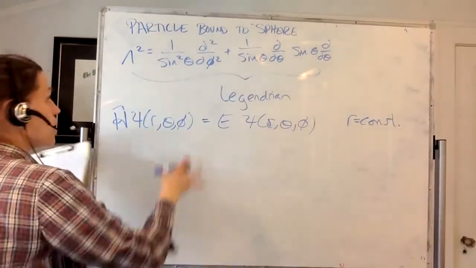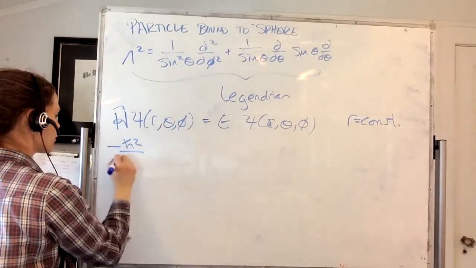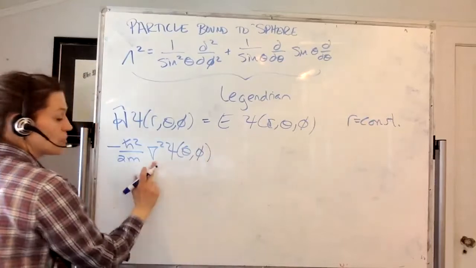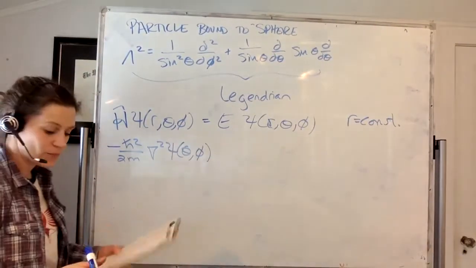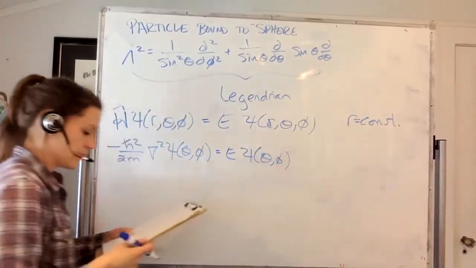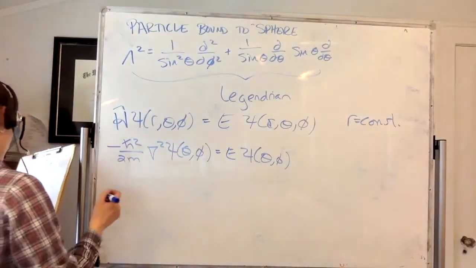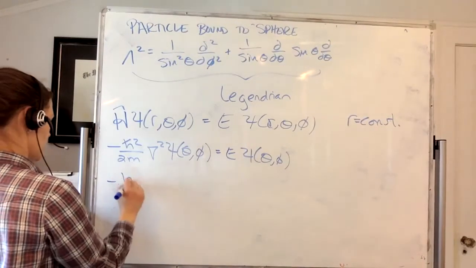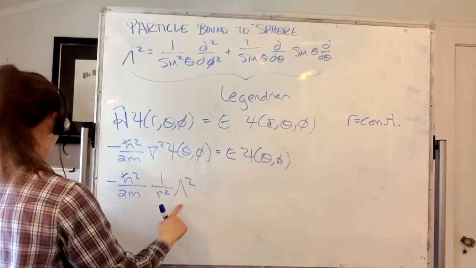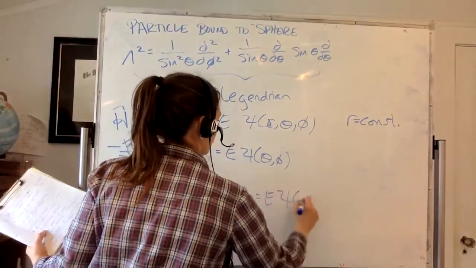Okay, so our Schrodinger equation, when you convert this to spherical coordinates, becomes minus h bar squared over 2m del squared psi of theta and phi, because del squared contains within it r. Okay, and this is equal to E psi of theta and phi. So I've taken out now the r component of the wave function. And I can simplify this even further by saying that this is the same thing as minus h bar squared over 2m, 1 over r squared, lambda squared, the Legendrian, psi theta phi is equal to E psi theta and phi.